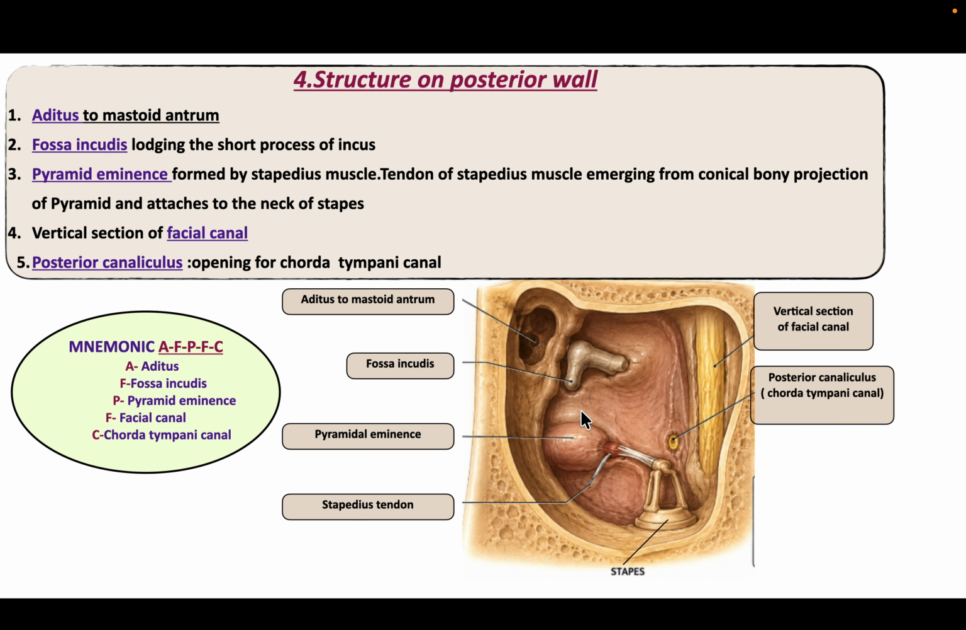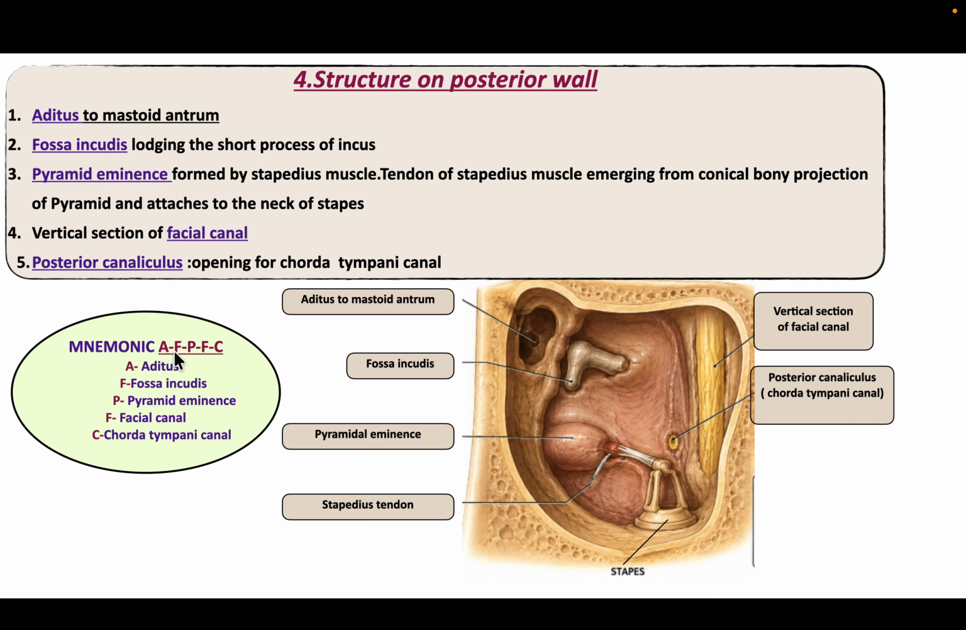Now the structures visible on the posterior wall are the aditus to the mastoid antrum, then the fossa incudis lodging the short process of the incus, then the pyramidal eminence, formed by the stapedius muscle, the tendon of the stapedius muscle emerging from the conical bony projection of the pyramid and attaching to the neck of the stapes. Then the vertical section of the facial canal is visible in the posterior wall. Then the posterior canaliculus, which is the opening of the chorda tympani canal.